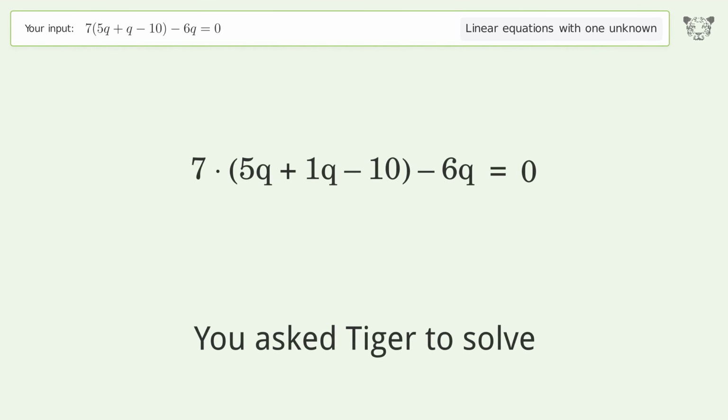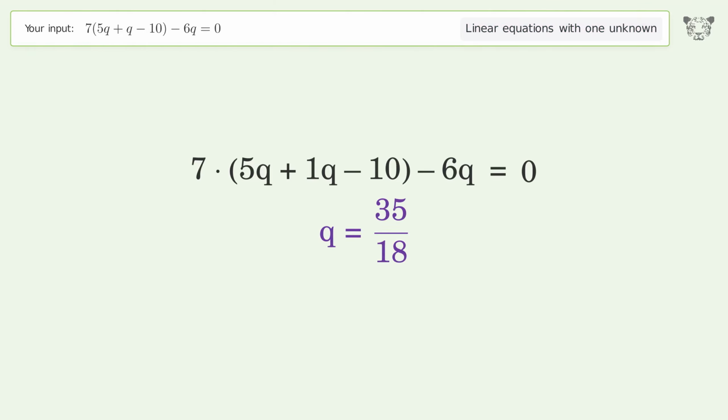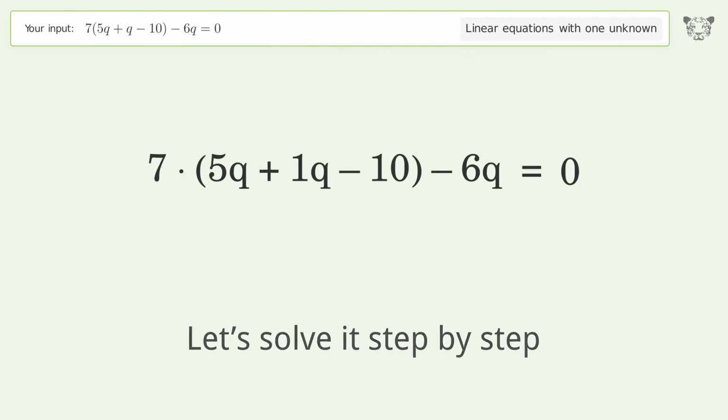You ask Tiger to solve this. This deals with linear equations with one unknown. The final result is q equals 35/18. Let's solve it step by step.